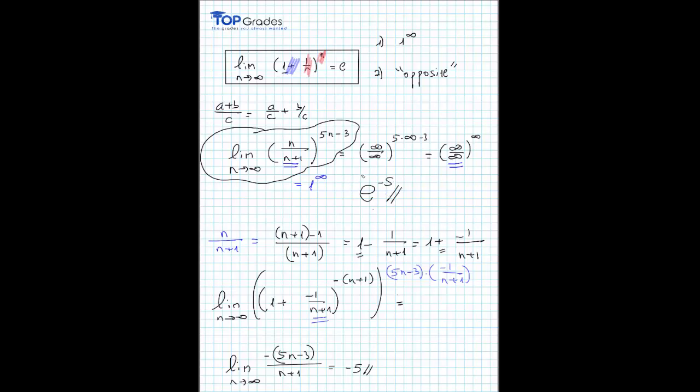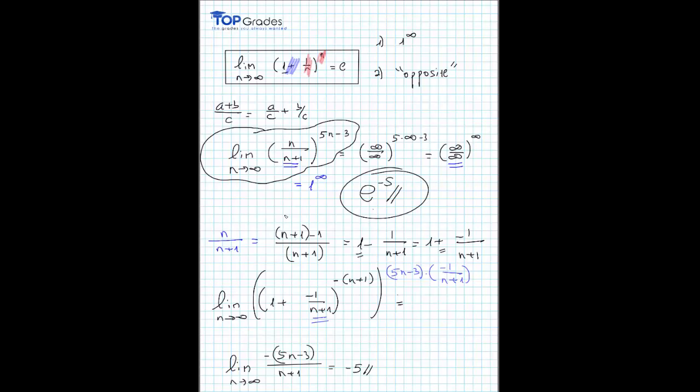I'm sorry for the mess. This is the answer of the limit. This is how we deal with 1 in the power of infinity, no matter how complicated this limit looks. If you have 1 in the base of the power and infinity in the power, it will always be Euler.